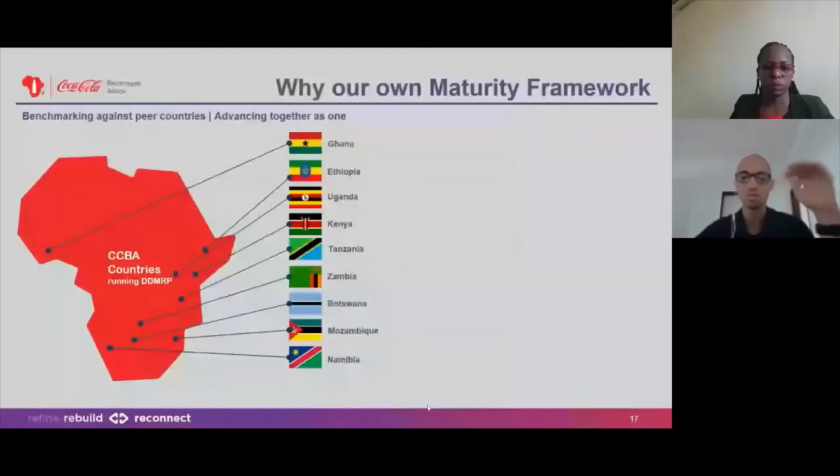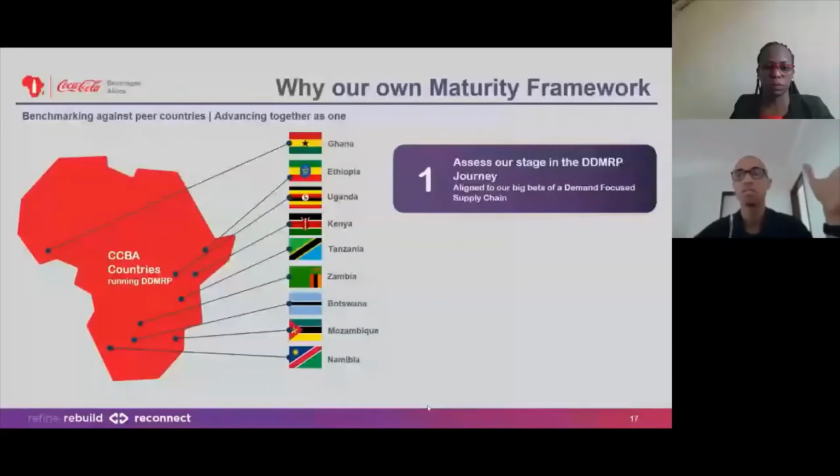There are a few big reasons that have taken us on this journey to come up with a maturity matrix, a maturity framework, whatever you want to call it, to not just benchmark, but then drive our game plan, which is our big strategy within supply chain, to advance all the planning teams, and then obviously impact supply chain as a whole in CCBA Africa. So number one, we want to know where we are, right? And that all has to align to the big, demand-focused supply chain.